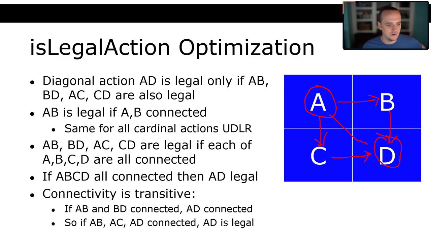And connectivity is transitive. So if A and B are connected, and B and D are connected, then that means A and D are connected. Okay? So if AB, AC, and AD are connected, then AD is legal.